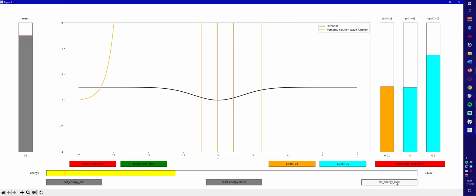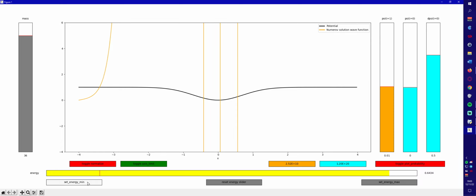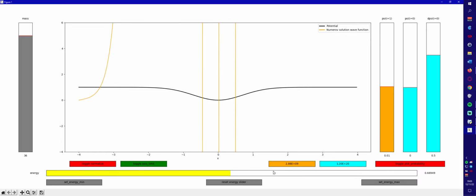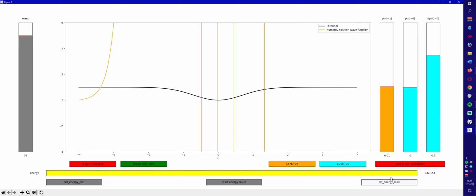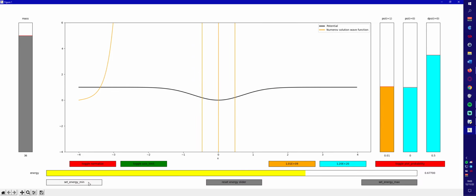So right above, we can set a maximum. This changes the upper bound of the slider. And right below, we can set a minimum. And we can keep doing this until we have the precision in order to get really, really close to the energy level. We're going to do this several times.